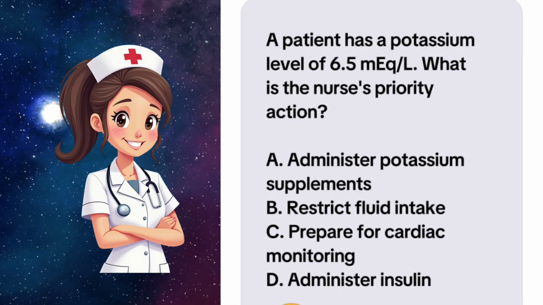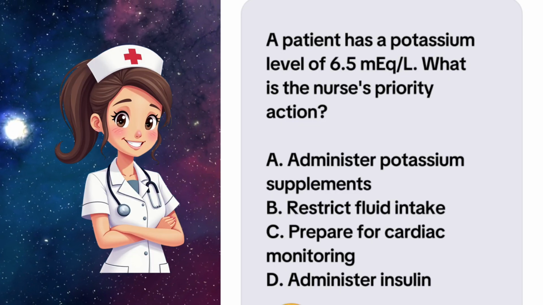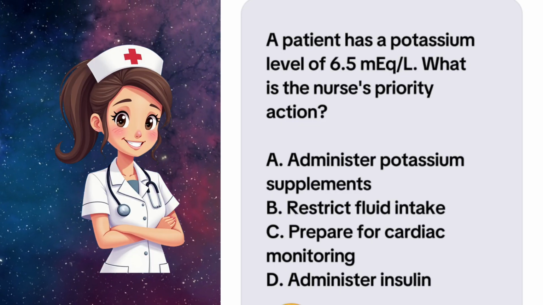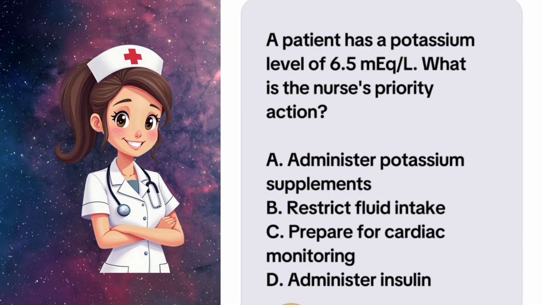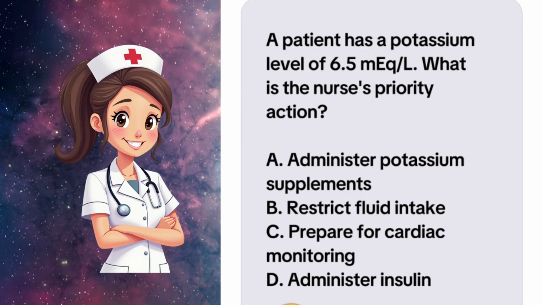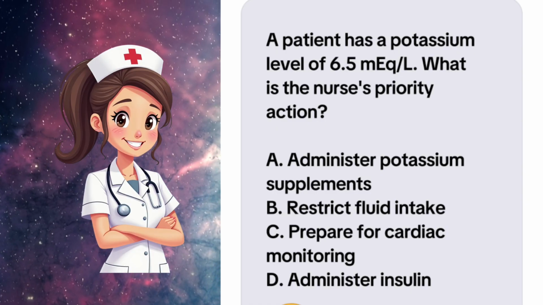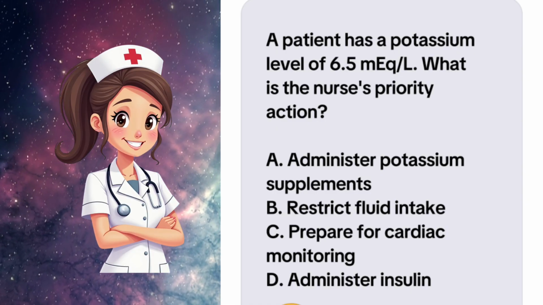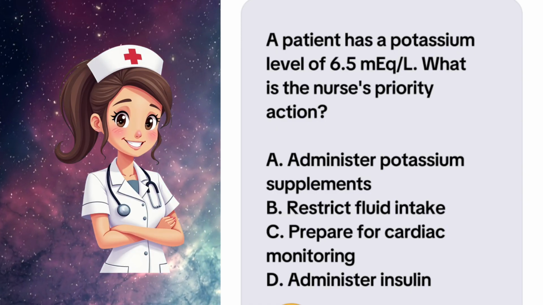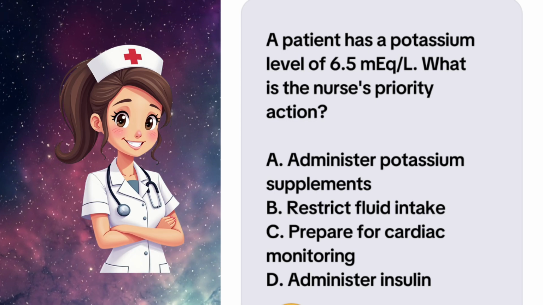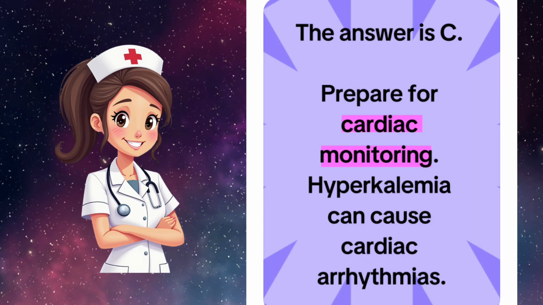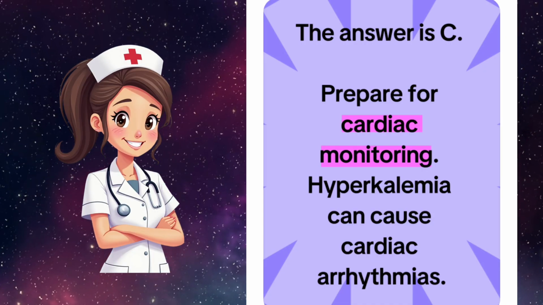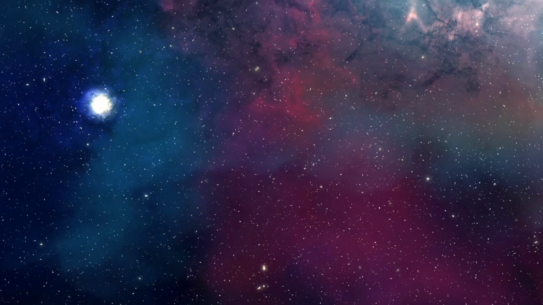Question 18. A patient has a potassium level of 6.5 mEq/L. What is the nurse's priority action? A, administer potassium supplements. B, restrict fluid intake. C, prepare for cardiac monitoring. D, administer insulin. C, prepare for cardiac monitoring. Hyperkalemia can cause cardiac arrhythmias.